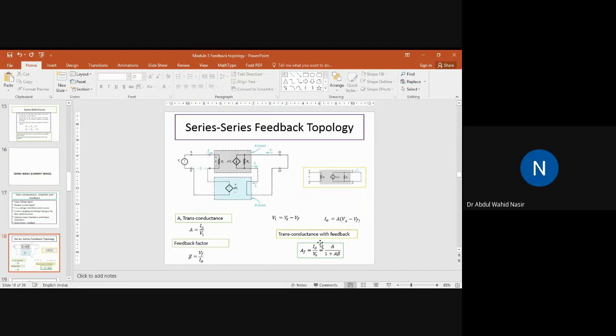Now the transconductance. With feedback, the overall gain AF is known as I naught by Vs, and it will be A by 1 plus A beta. Clear?